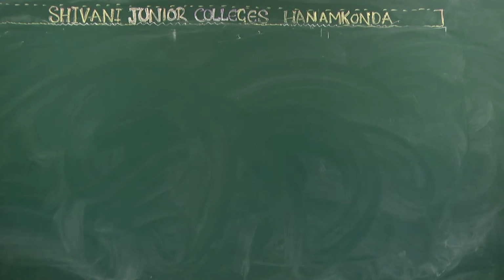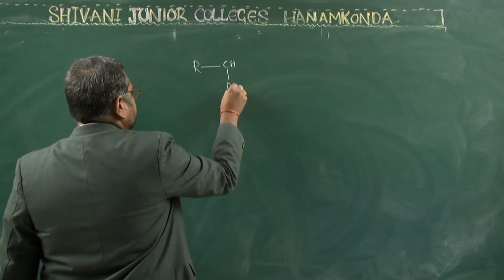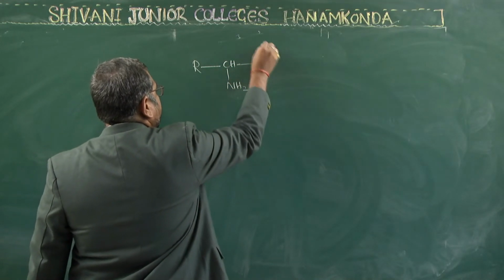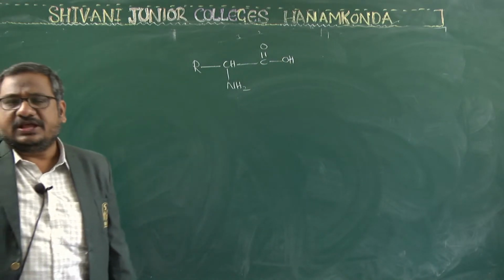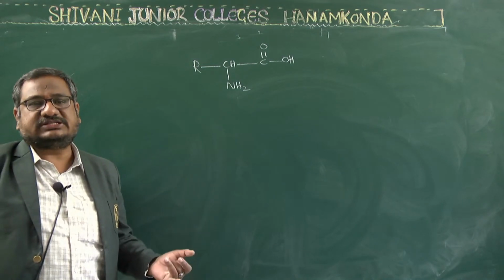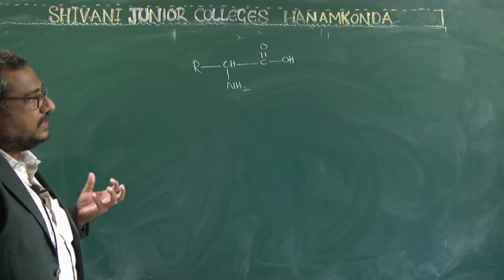Another classification is based on the nature of the functional groups, according to the relative number of NH2 and COOH groups. The basic unit of an amino acid is R, CH, NH2 and C double bond OH, that is R, CH, NH2, COOH. The first classification is the position of the amino group. The second classification is essential and non-essential. The third classification is based on the nature.